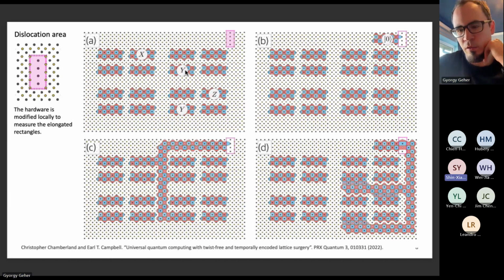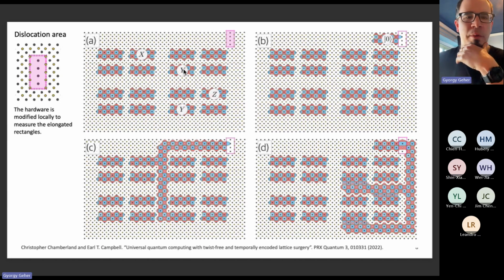So can I understand that these patches are not just logical qubits, it's also the operations, the full circuit picture you encoded here? Yeah, exactly. Maybe I should have said that. Every patch is a logical qubit in the circuit.